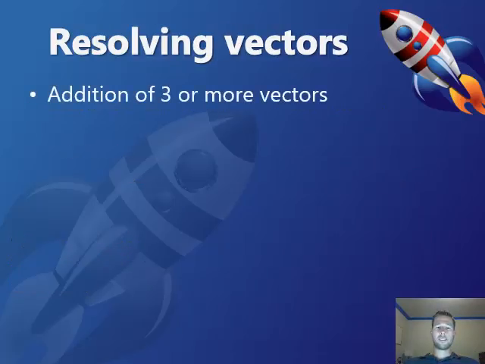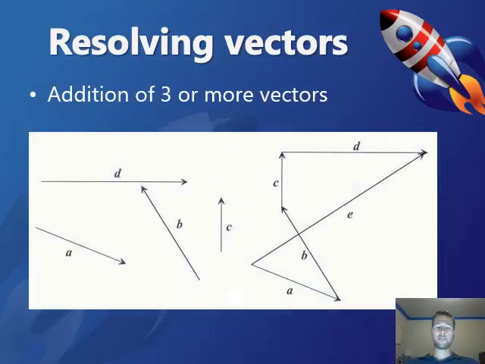So let's look at an example where we add 3 or more vectors. Looking at the vectors on the left, we have 4, which are A, B, C, and D. And each of the lengths and directions are significant.